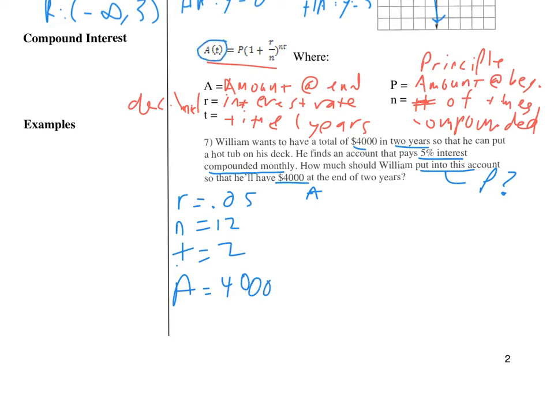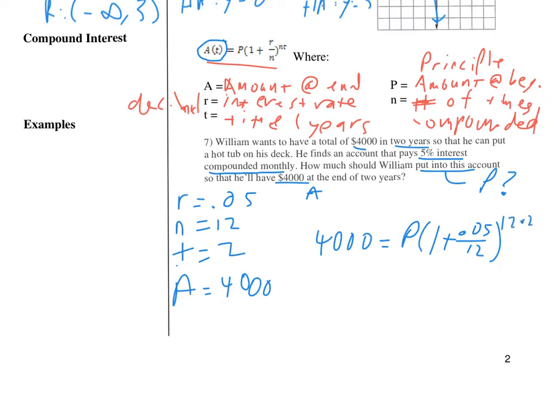Remember when we have A of T in here, if this is 4,000, we're going to plug in for that whole thing. So I'm going to say 4,000 equals, P is unknown, so I'm going to leave it as a variable, 1 plus 0.05 over 12, just following the formula there. And then this will be to the power of N times T, so 12 times 2.